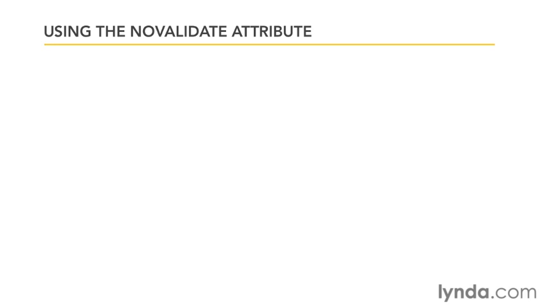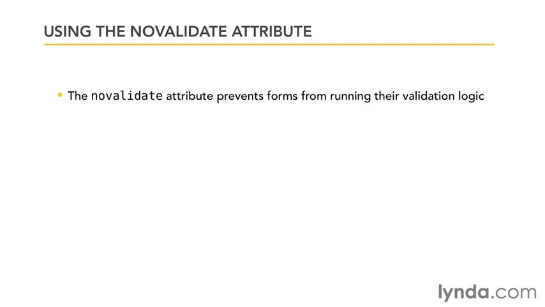Let's take a look at the novalidate attribute. The novalidate attribute prevents forms from running their validation logic when the form is submitted. In other words, it always lets the form submission process go through regardless of what the results of validation logic would normally be. Now, why would you want to do something like that?